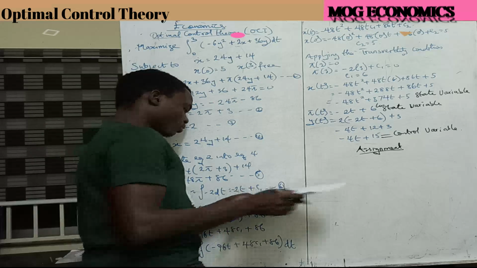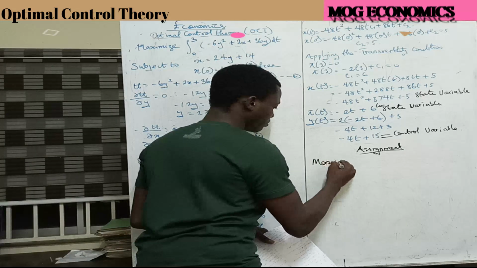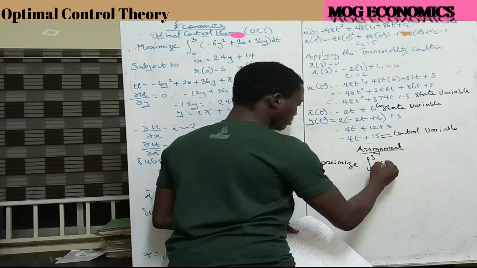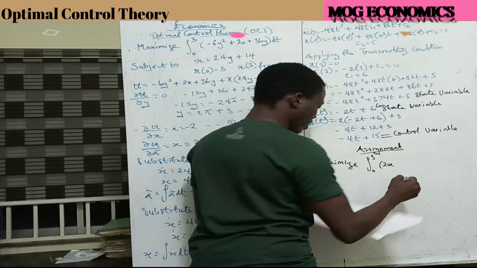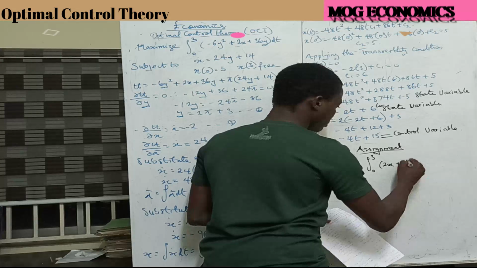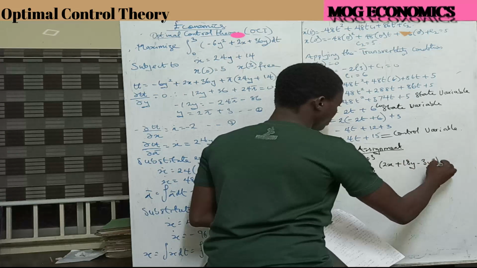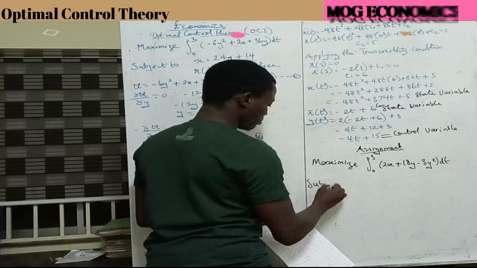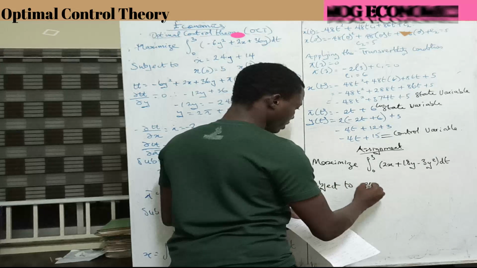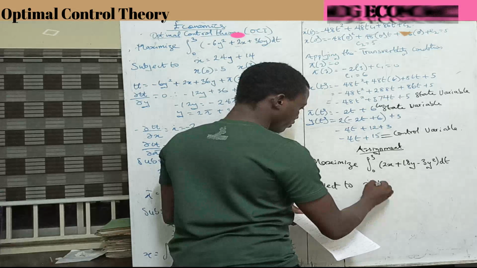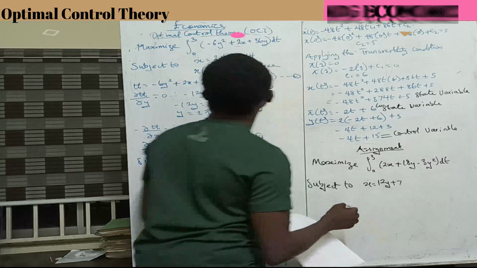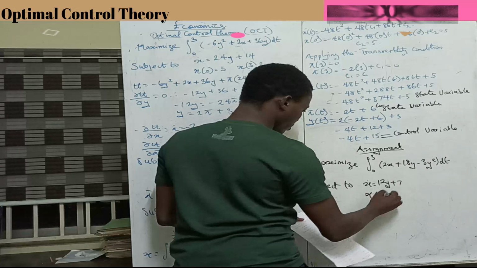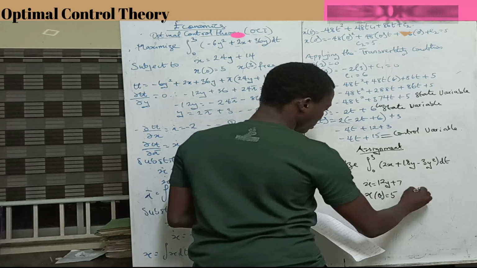So for the assignment, you have to maximize the integral from 0 to 3 of 2x plus 18y minus 3y squared dt, subject to x dot equals 12y plus 7, and your endpoints are x0 equals 5, and x3 is free.